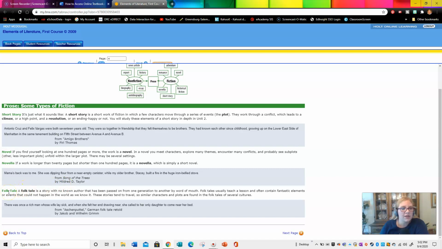From Song of the Trees by Mildred D. Taylor. Folktale. A folktale is a story with no known author that has been passed on from one generation to another by word of mouth. Folktales usually teach a lesson and often contain fantastic elements or events that could not happen in the world as we know it. These stories tend to travel, so similar characters and plots are found in the folktales of several cultures.